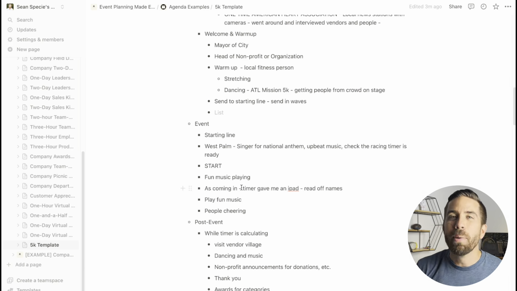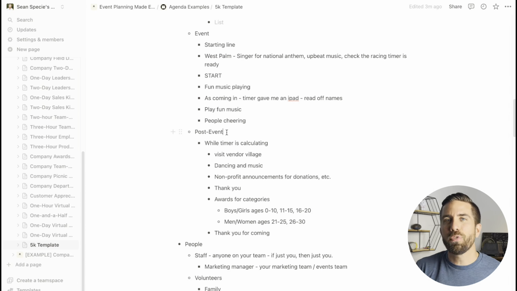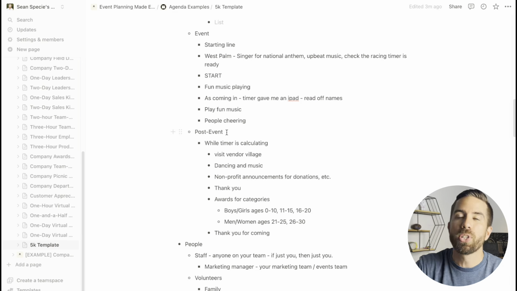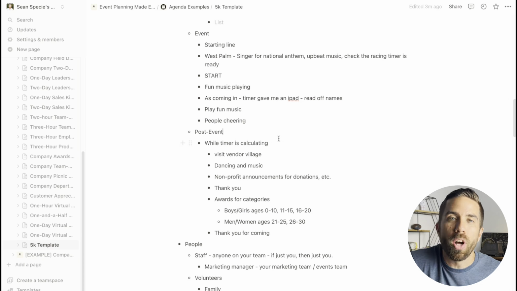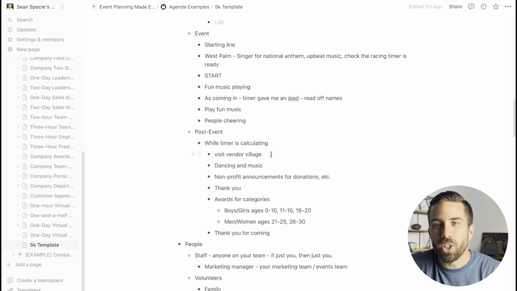It was pretty funny, because as they were coming across, they were like, how does this dude know my name? All I'm wearing is a number. It was pretty fun. And then after the 5K, after the last racers come across the start finish line, or at least most of them have, you might have a few stragglers, then you need to be thinking about the post-event celebrations. So while the timer is calculating who won the race, and they're dividing them up into different age groups so that you can give those awards away, then you can make announcements again for people to visit the vendor village. You can have more dancing, more music playing.